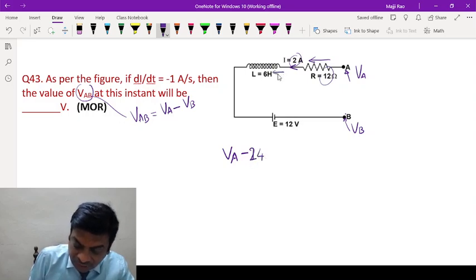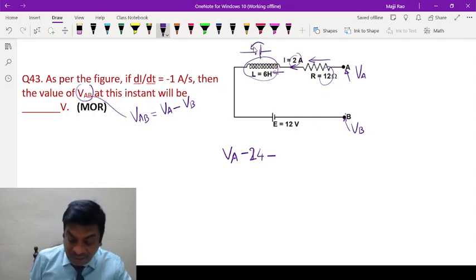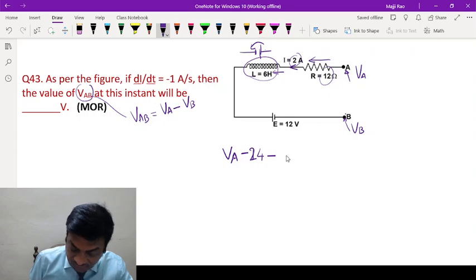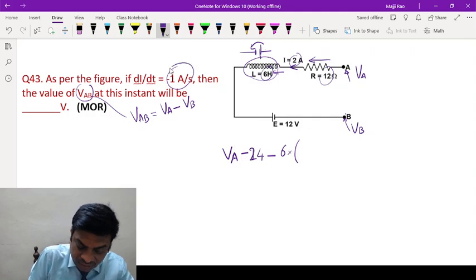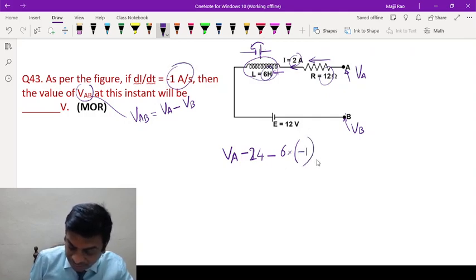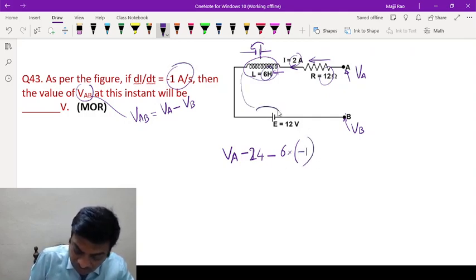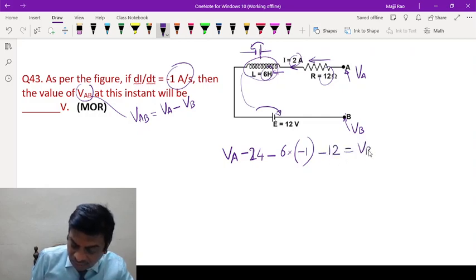Then as you move in the direction of current, again there will be an opposition. If the induced EMF can be represented by some cell, perhaps the cell will be something like this. So you are basically moving towards the negative terminal. So minus L di by dt. What is di by dt? di by dt is minus 1. Then again you are moving towards the negative terminal of the cell, so again minus 12. You reached point B, so VB.